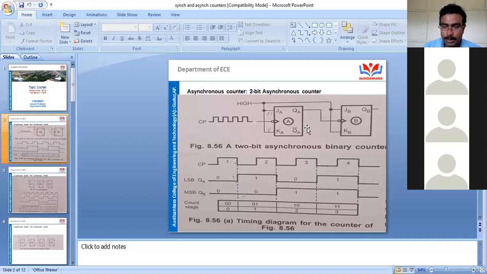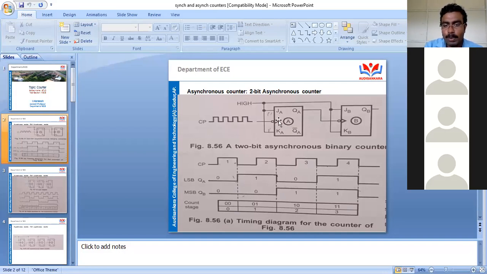If J is... yeah, toggle. Toggle state. Toggle state means if your present state is 0, next state will be 1. If present state is 1, next state is 0. That is how the JK flip-flop is going to work based on the input you have given here.